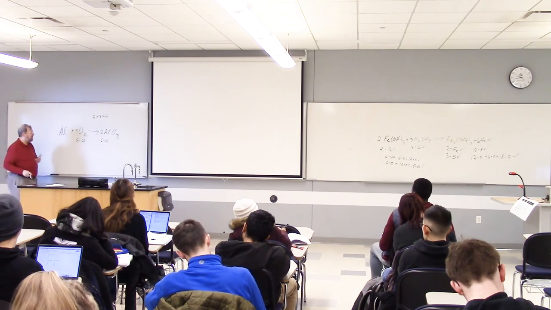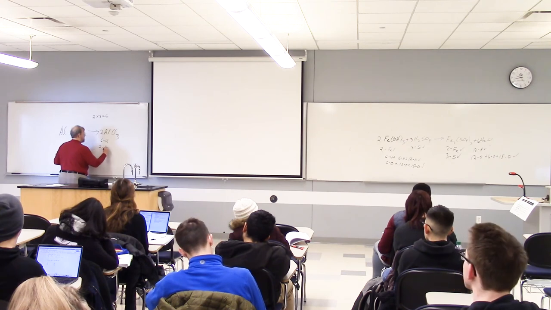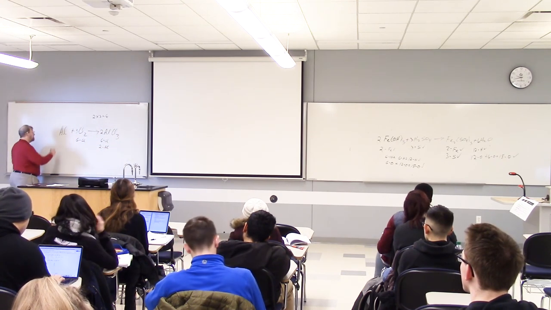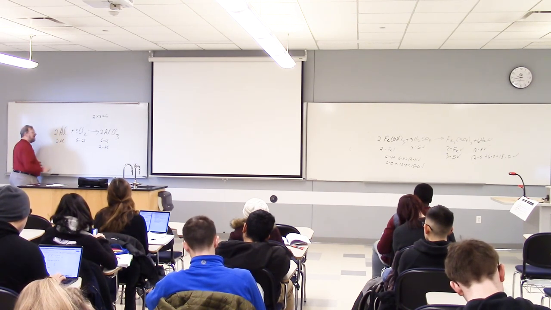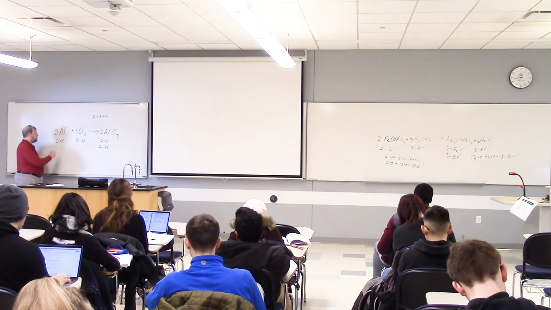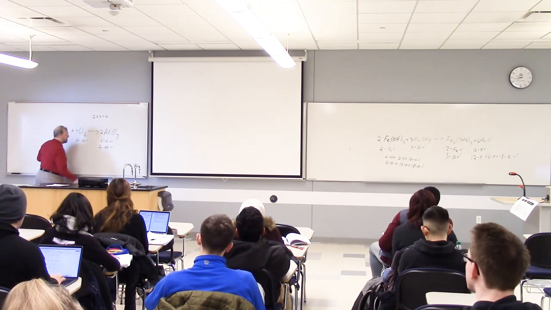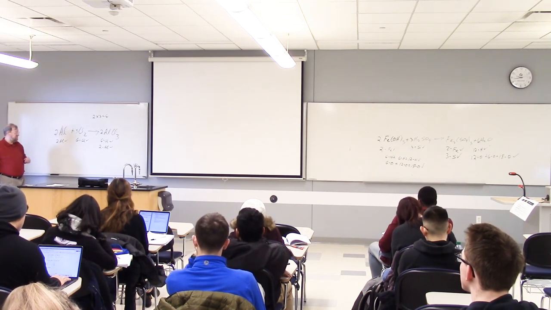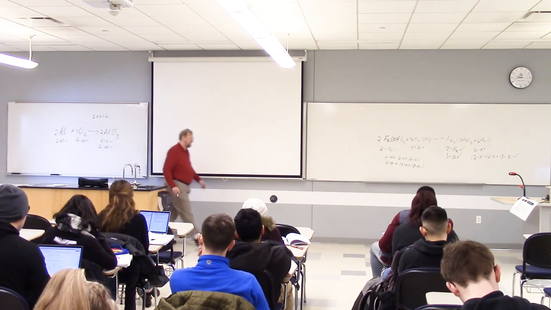Looking good. Now on this side, I have two aluminum. On this side, I don't. How do I get that two? Change the coefficient. And now I'll do my check. Two aluminum, six chlorine, and that's how you do even-odd. And it's a skill that's good to know. And that's how you do that.